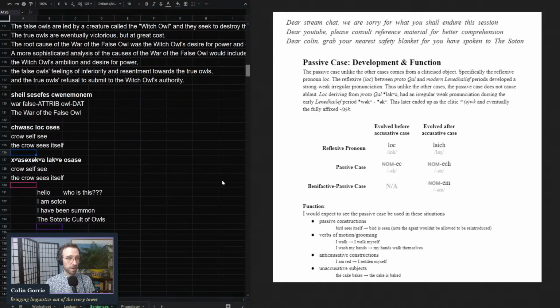But between the protolanguage and modern Lenethailef periods, this lok or lakwa diverges into two separate morphemes. Etymologically we have lakwa, which means self. It develops a strong form, lok, self, in Lenethailef, but then it develops a weak form as well, something like uk, which ends up glomming on to the preceding noun.